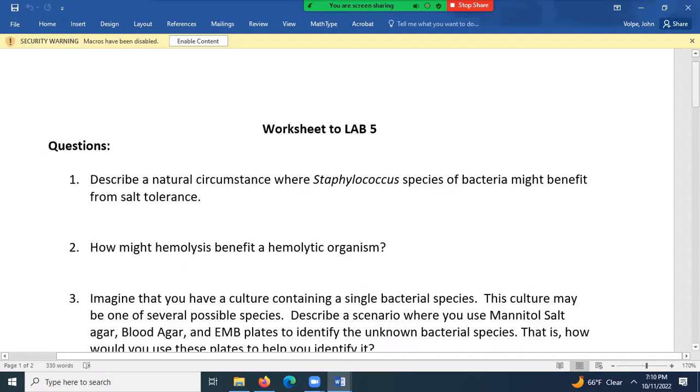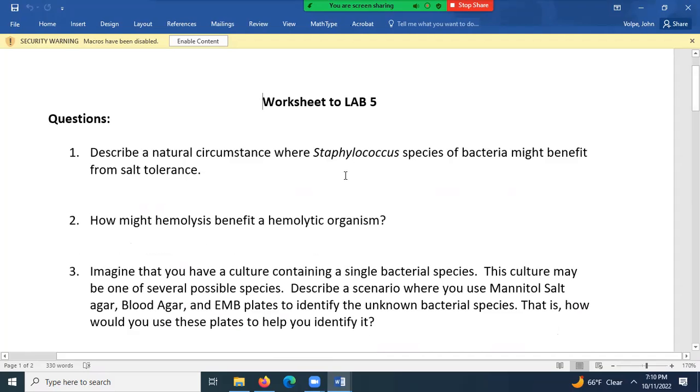All right. So in the worksheet, describe the natural circumstances where Staphylococcus species bacteria might benefit from salt tolerance. So you cannot say that Staphylococcus growing on mannitol salt agar benefits because it can grow, because mannitol salt agar is not a natural circumstance. When Staphylococcus is growing naturally in the world, give me an example where it might benefit from tolerating salt.